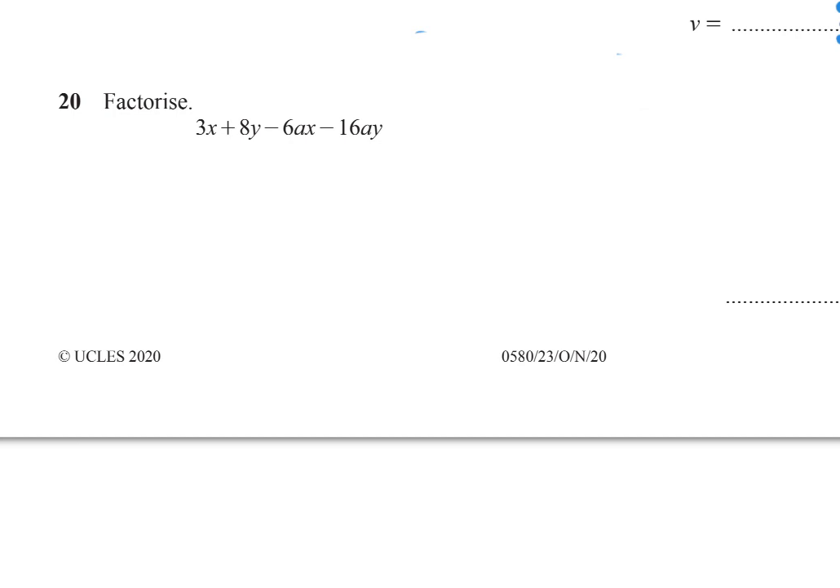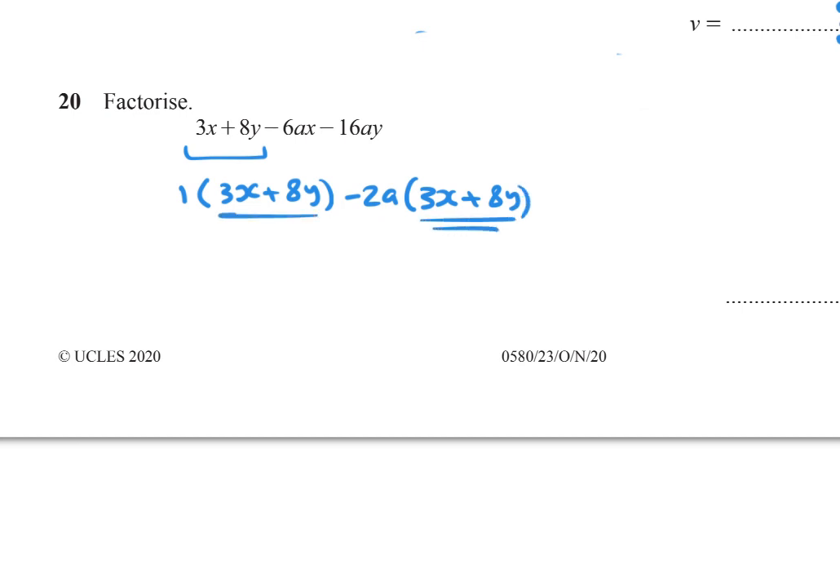4 terms, so factorize by grouping. The first two, there is no common factor, so you can consider that we have 1. So 3x plus 8y. For the last two, negative 6ax and negative 16ay, so negative 2 between the numbers, and we have a common factor, negative 2a. Now you are left with 3x plus 8y. So this bracket is common in both, so you can take 3x plus 8y, open bracket, you are left with 1 minus 2a.